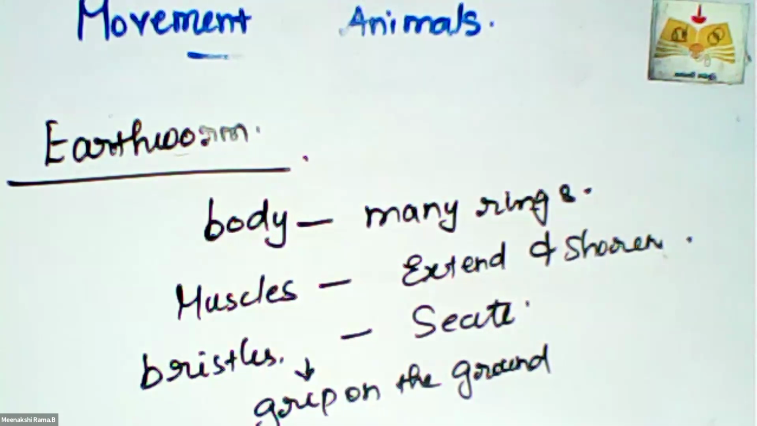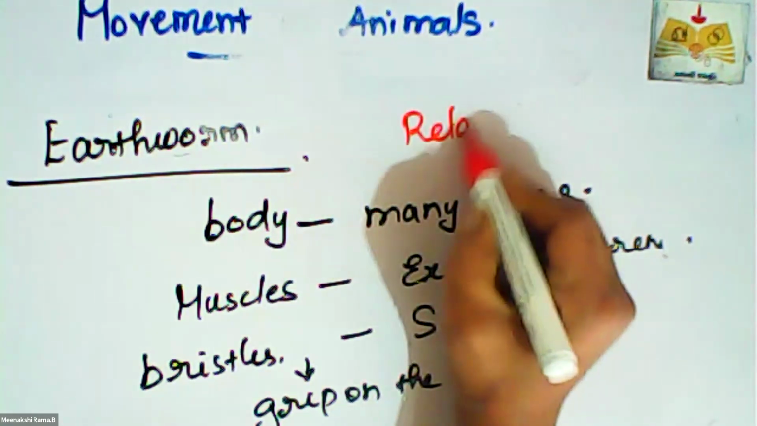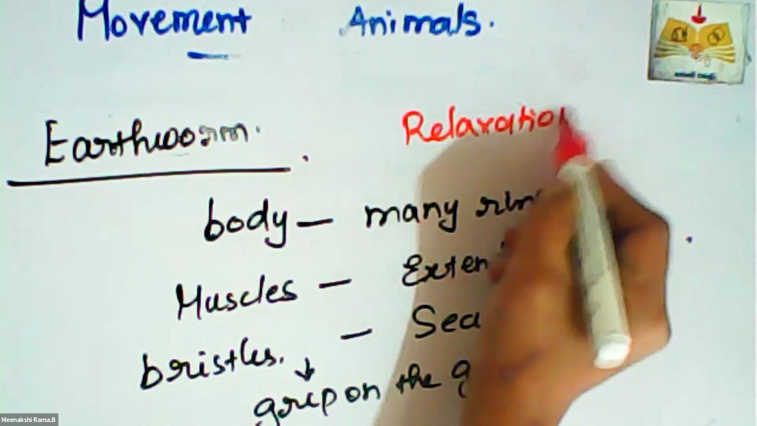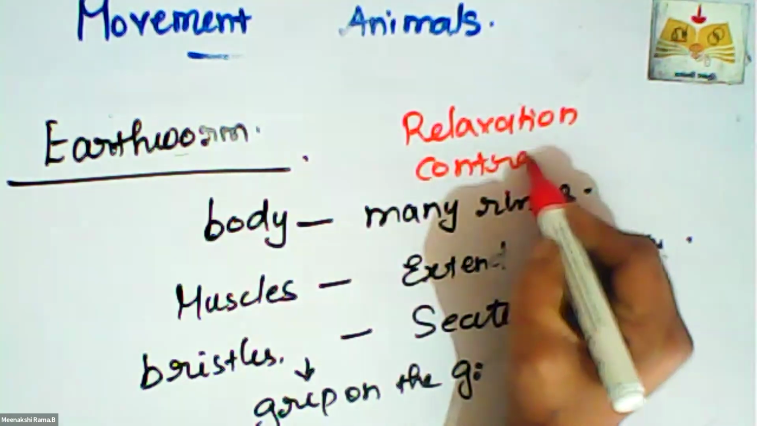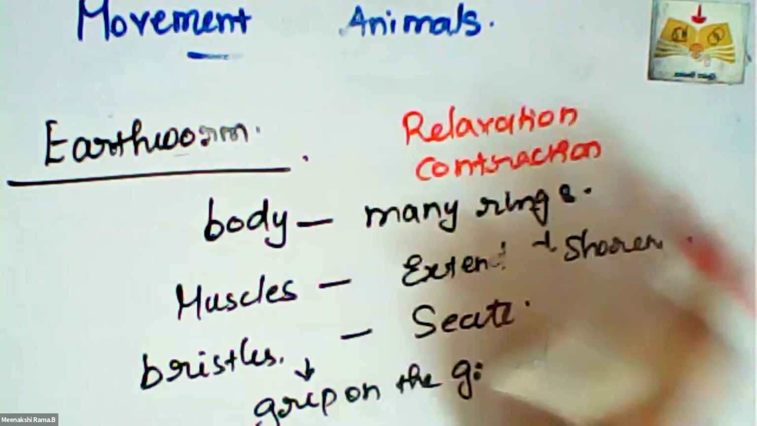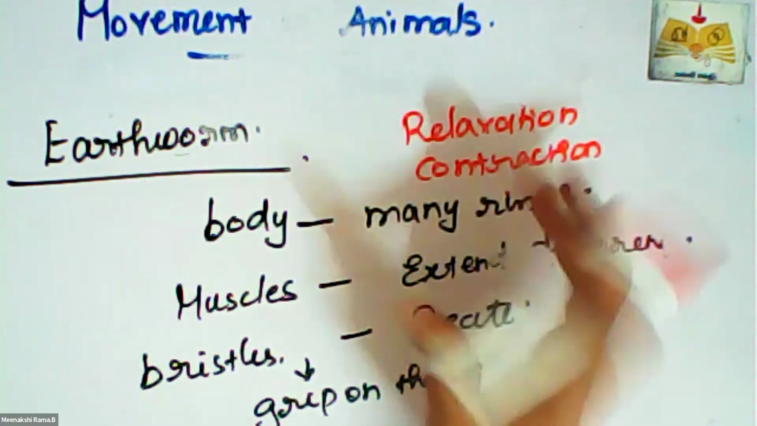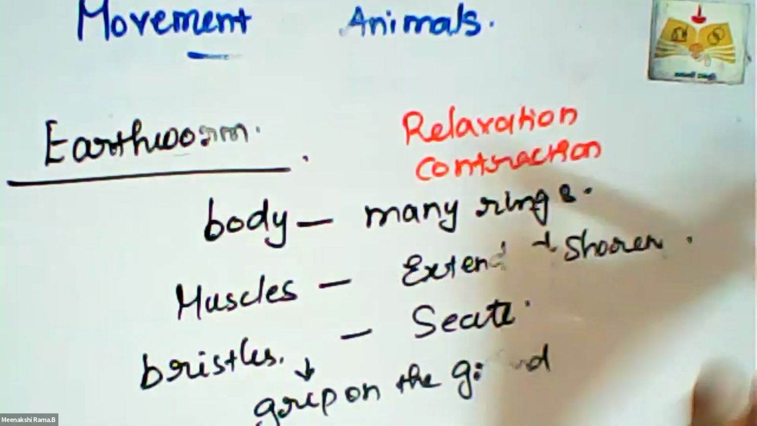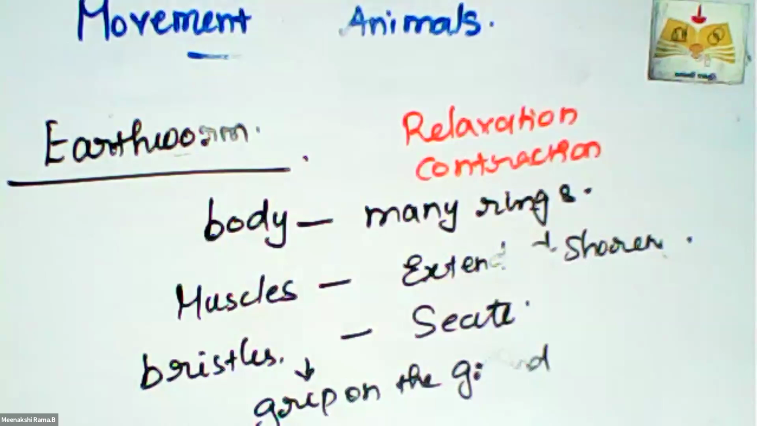Yes, first extension and then shortening, that is elongation, and then relaxation and then contraction. These two actions are done in the body: relaxation and then contraction. In this way the earthworm moves from one place to another. First they relax their body and then contract their body. So in this way they move from one place to another.